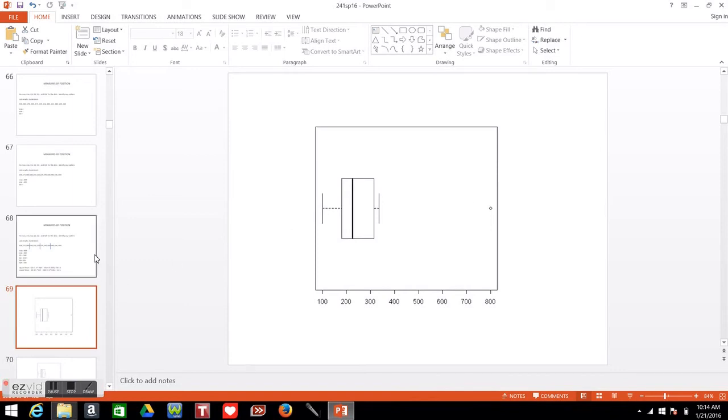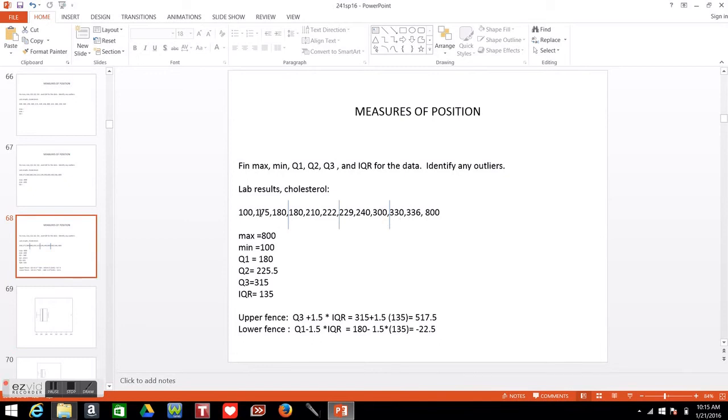Okay, but what you want to be able to do is, what do you do with the outliers? So the outlier was 800, and so when you make your box and whisker plot, your max and min cannot be outliers. So what I want to ask you is, what is this value here for our max on the box plot? It's going to be the highest number in our list which is not an outlier. So the highest number below the upper fence, which turns out to be 336.